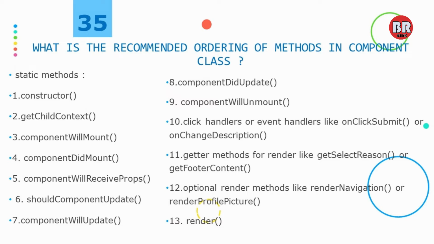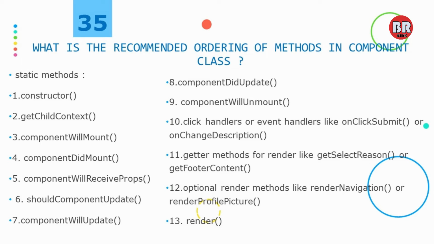What is the recommended ordering of methods in a component class? Static methods. Constructor. getChildContext. componentWillMount. componentDidMount. componentWillReceiveProps. shouldComponentUpdate. componentWillUpdate. componentDidUpdate.